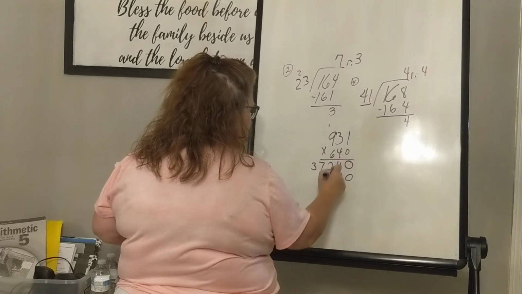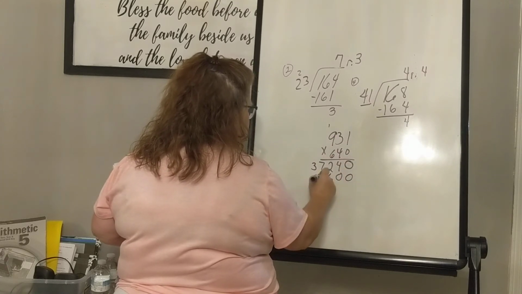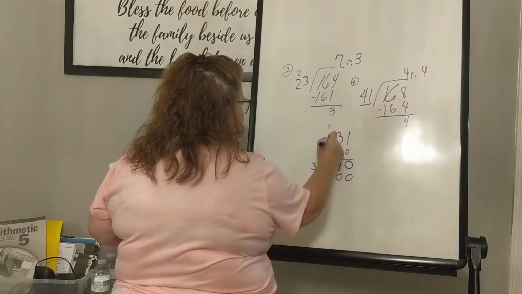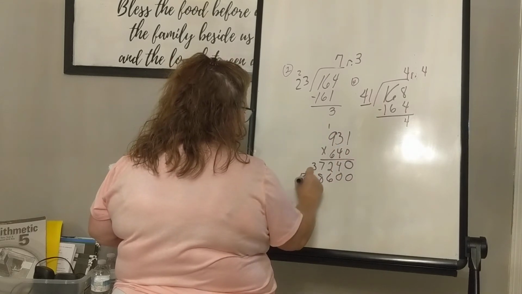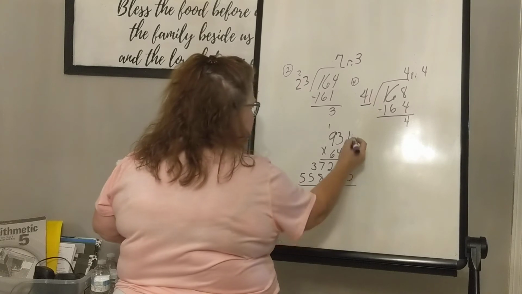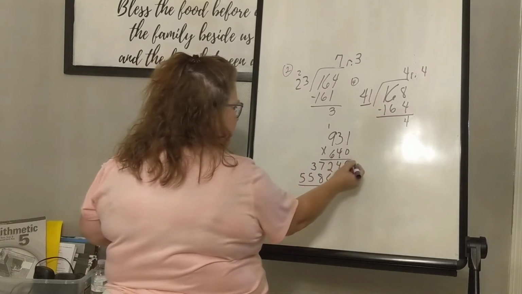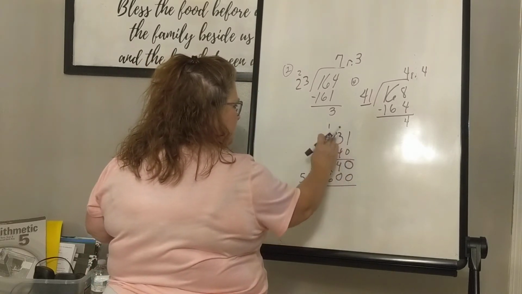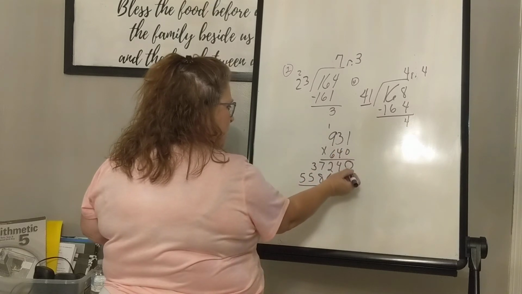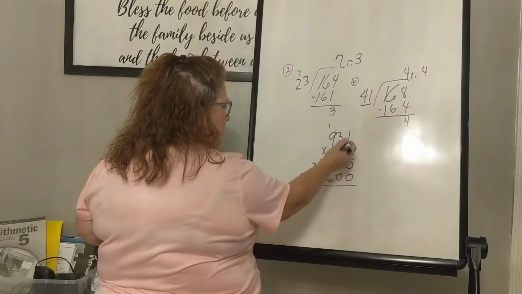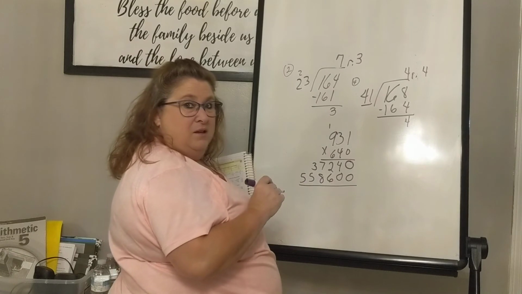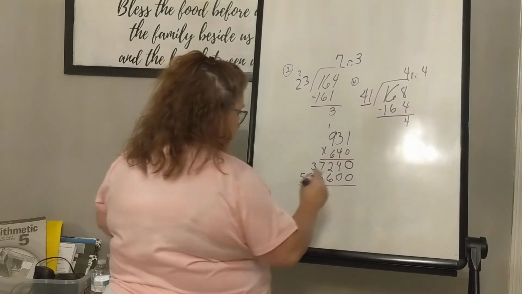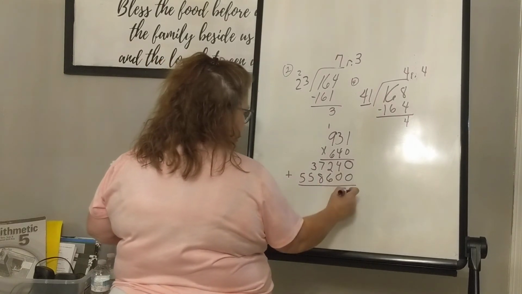Put a 0 in the ones place, a 0 in the tens place. 1 times 6 is 6. 3 times 6 is 18. Put 8 down, carry the 1. 9 times 6 is 54, plus that 1 is 55. So instead of just having a whole bunch of zeros in that first partial product, I just skipped multiplying everything by that 0. I put a 0 in the ones place and began multiplying by the tens place. You understand that? Okay, so now we're ready to add our partial products.